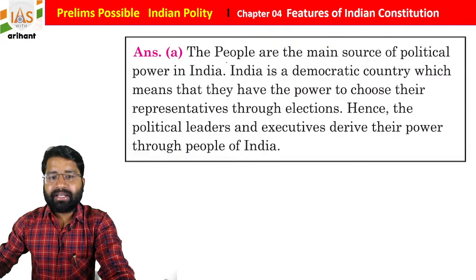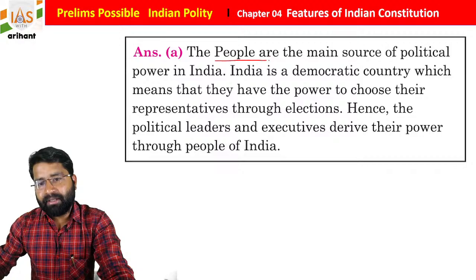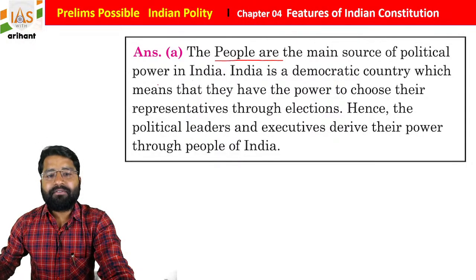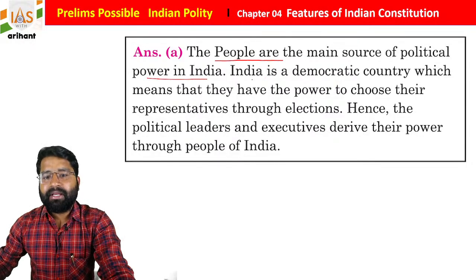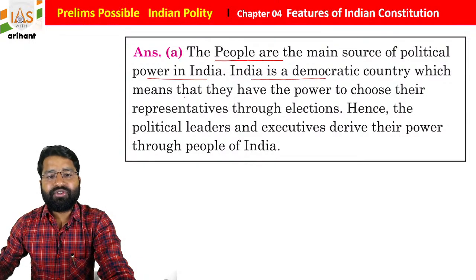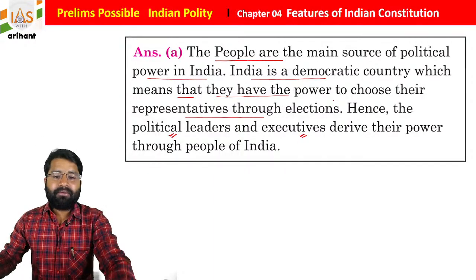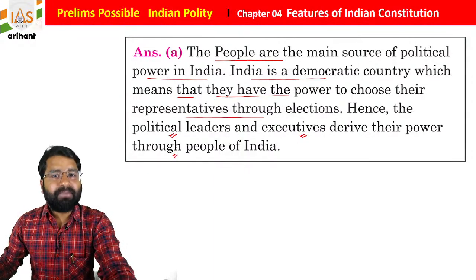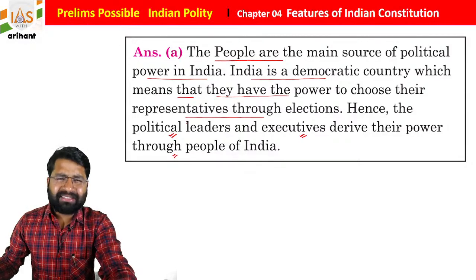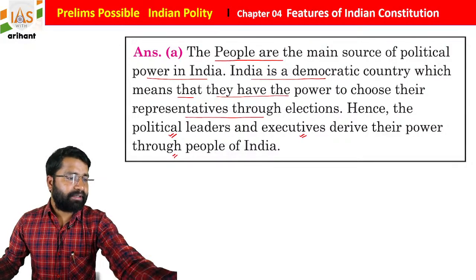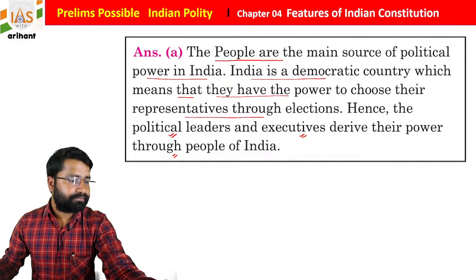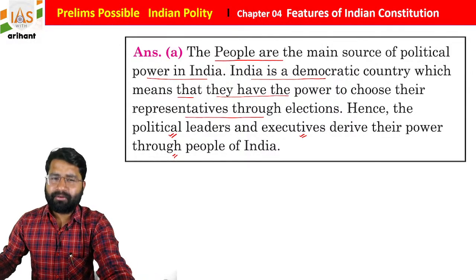Okay, so here is the explanation. The people are the main source of political power in India. India is a democratic country, which means that they have the power to choose their representatives through election. Hence, the political leaders and executive derive their power through the people of India, students. So a very simple and easy concept. Just try to remember it, students.